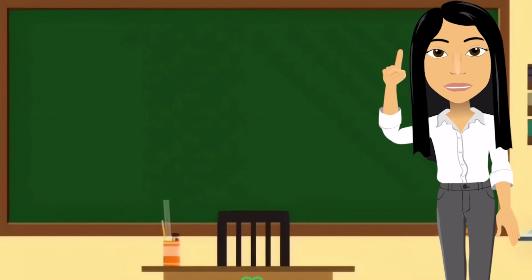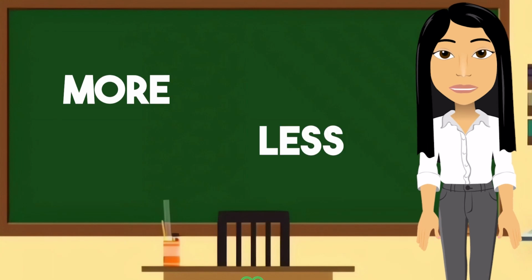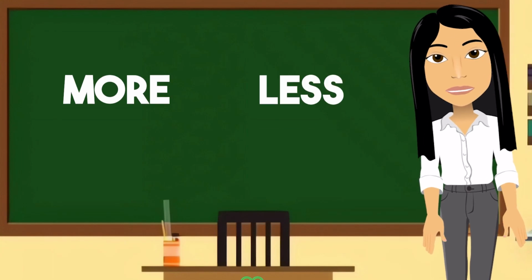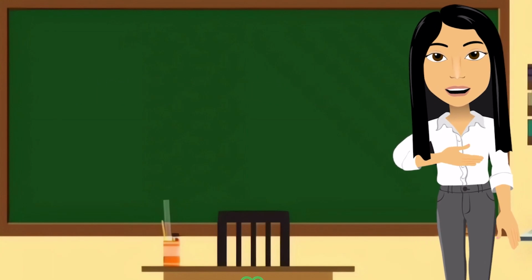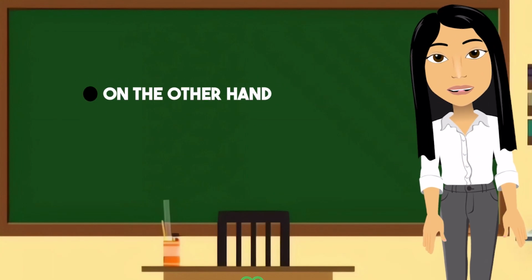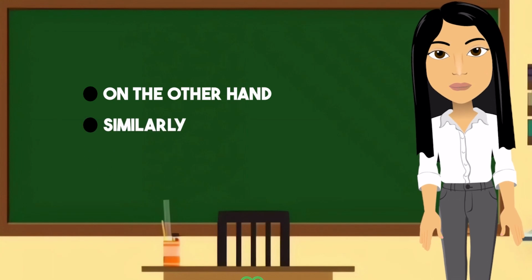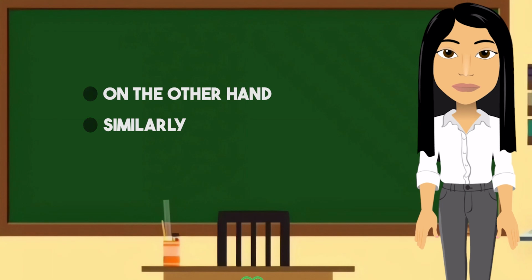Consistency in using comparative language is key. If you start with terms like more and less, maintain that language throughout your comparison to avoid confusion. However, don't hesitate to vary your language a bit. Using phrases like on the other hand to introduce contrasting points or similarly to highlight commonalities can make your writing more dynamic and engaging.